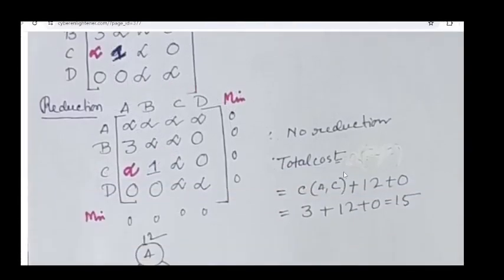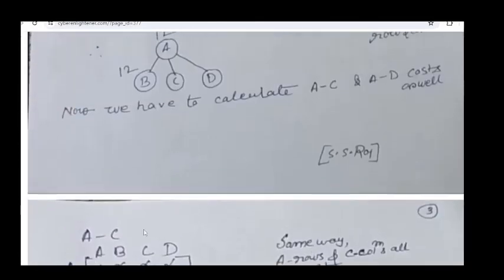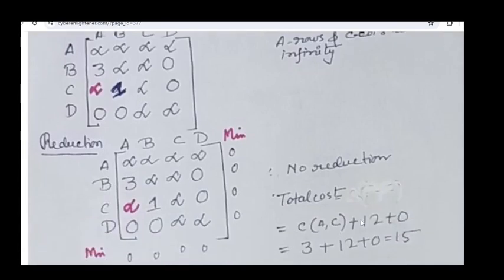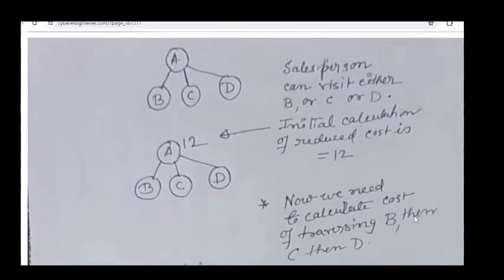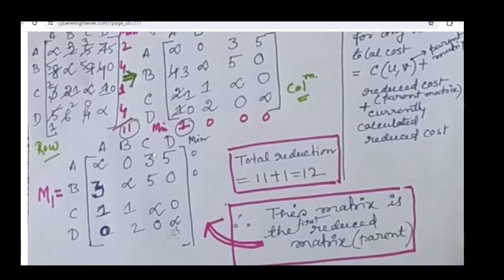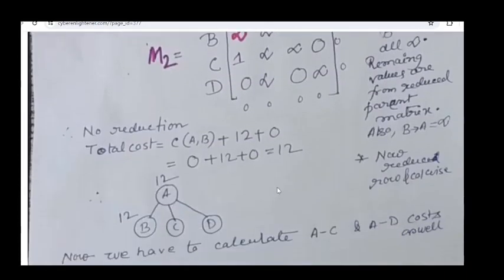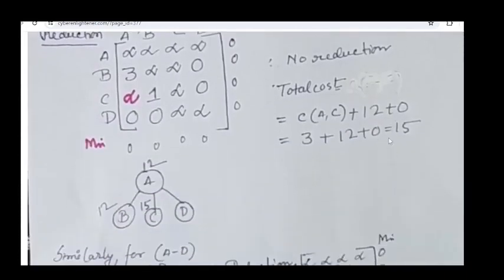Check in the original matrix. What is the formula? Original matrix entry of A to C, because I am going to calculate A to C only. So the entry of A to C plus parent matrix cost plus the recently calculated current matrix cost. A to C entry I have to check in M1. What is the entry? 3. So previously calculated 12, 12 plus 3, currently reduced cost is 0. 12 plus 3 is 15. So if you visit A to C, it will cost 15. So you write 15 here.